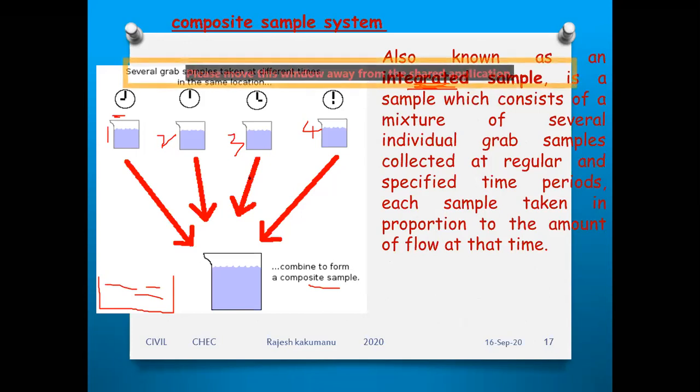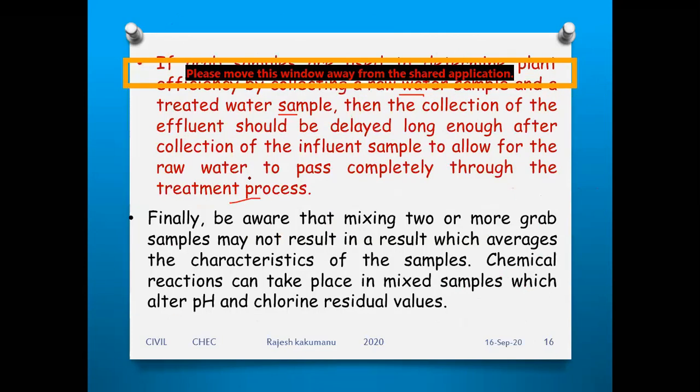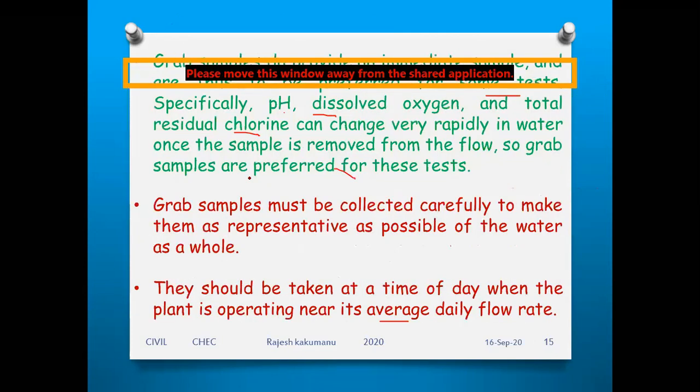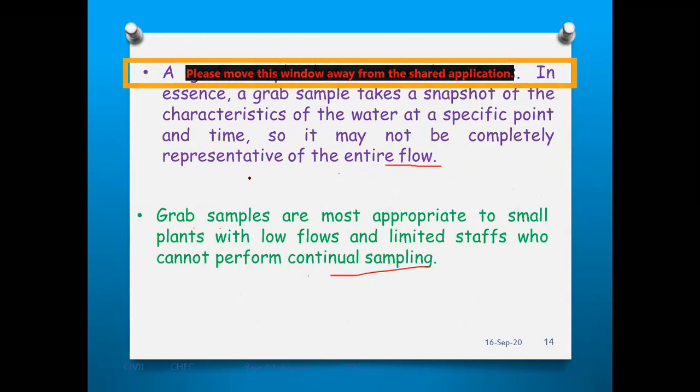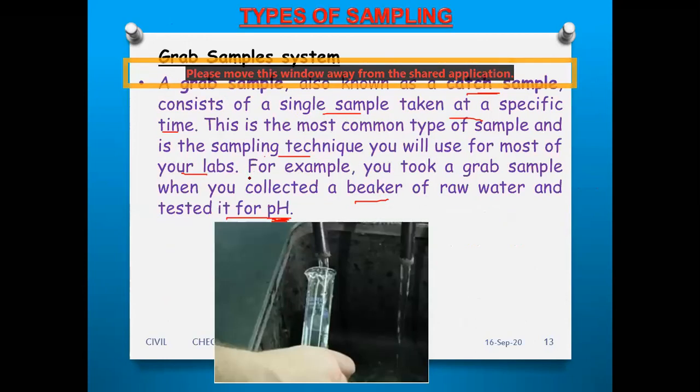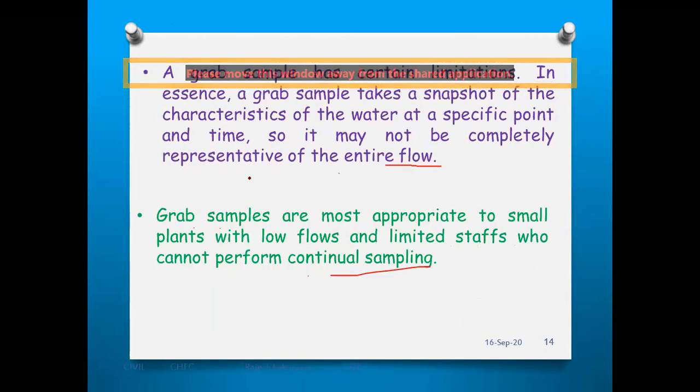So like this, you are having two types of sampling system. One is the grab sample system, what we are calling grab sample system or quick sample system. The second one is the composite sample system or integrated sample system, right? Grab sample system or catch sample system. The second one is the integrated system or combined sample system. Understood? Right. What's the next topic?